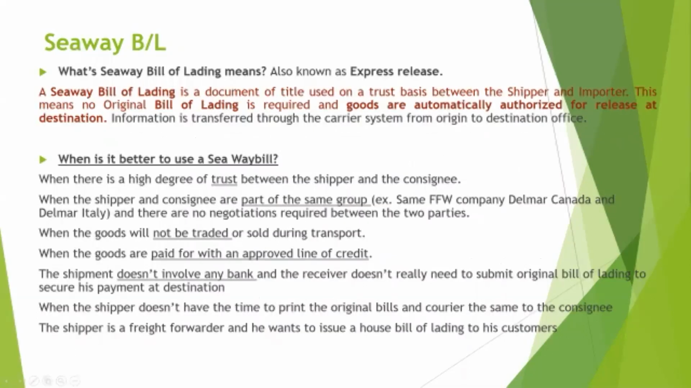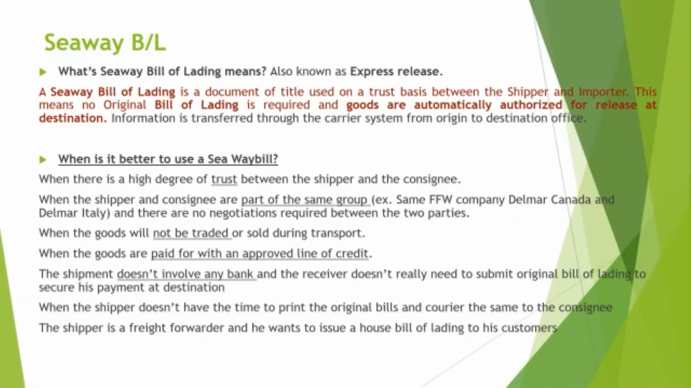C-way bill. What is a C-way bill of lading? It is also known as an express release. A C-way bill of lading is a document of title used on a trust basis between the shipper and importer. Pay attention, it's a trust basis, because there is no original bill of lading. So it's required for goods automatically authorized for release at the destination.